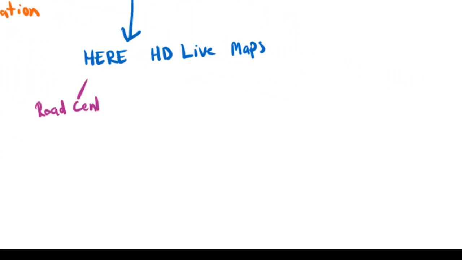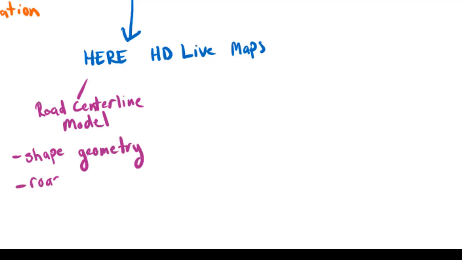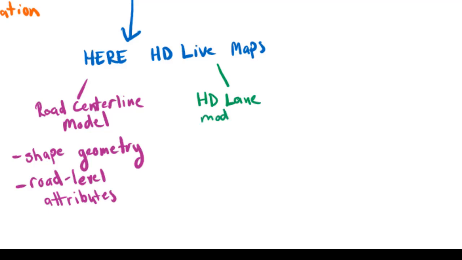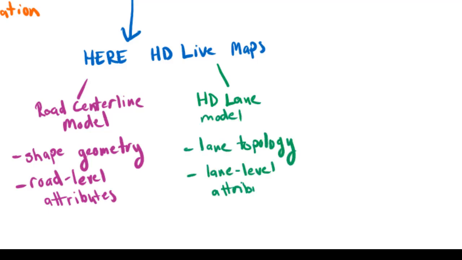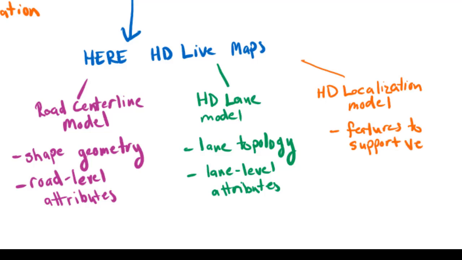First, the road centerline model. This tells us about shape geometry and other road level attributes. Next, the HD lane model. This provides lane topology and lane level attributes. Finally, we have the HD localization model. This provides features to support vehicle localization strategies.